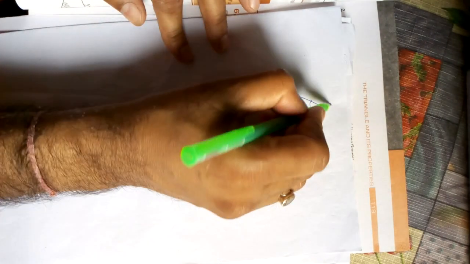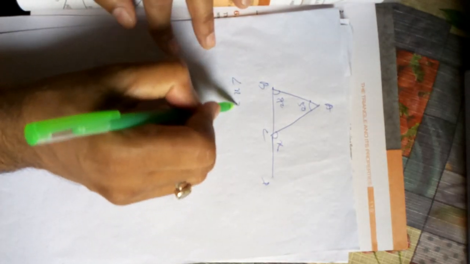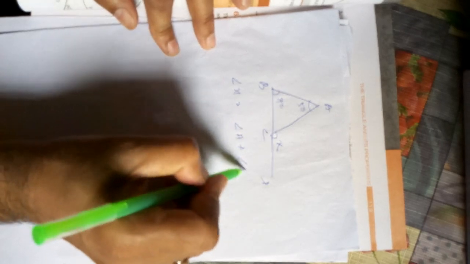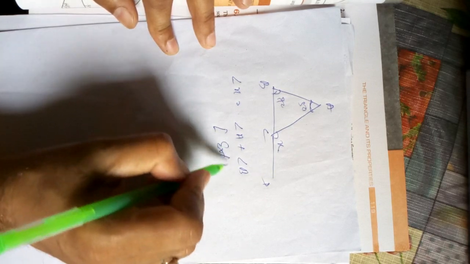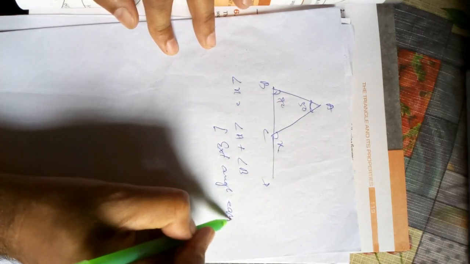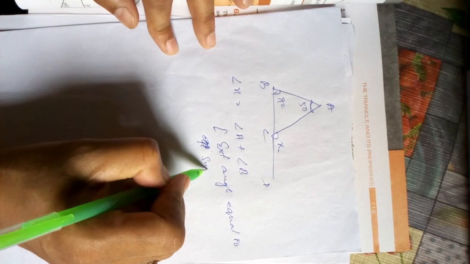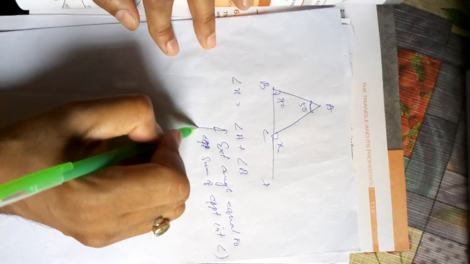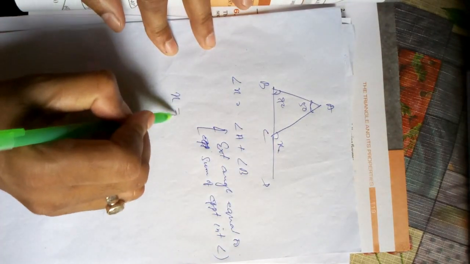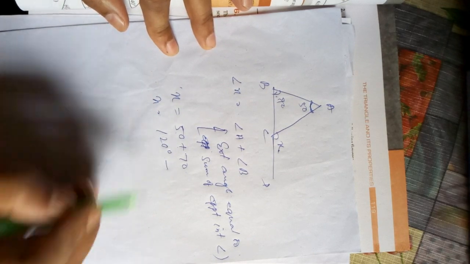How to find it? I name the points A, B, C, D. You can write directly angle x equals angle A plus angle B, and you must write the reason: exterior angle equals sum of opposite interior angles. Now angle x equals 50 plus 70, since angle A is 50 and angle B is 70. So x equals 120 degrees.